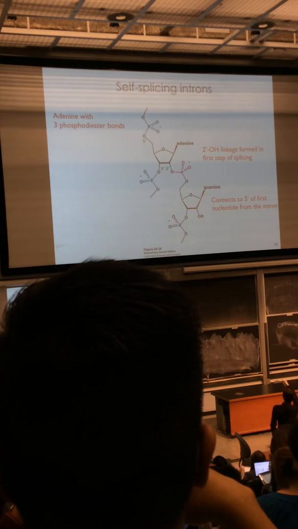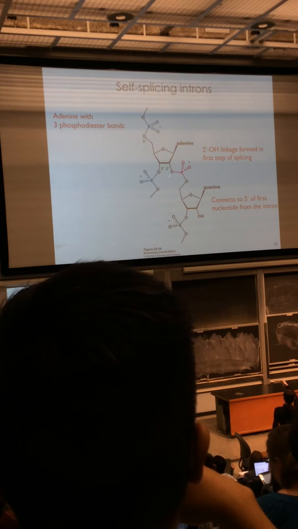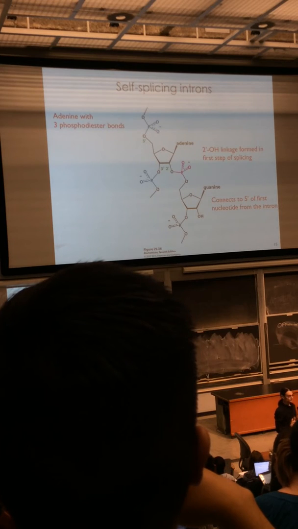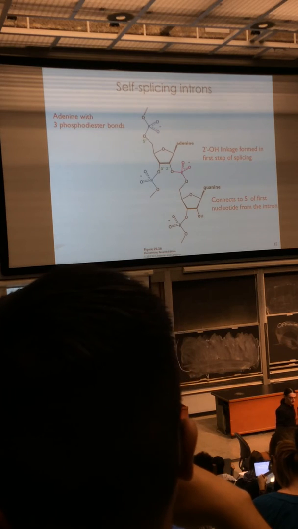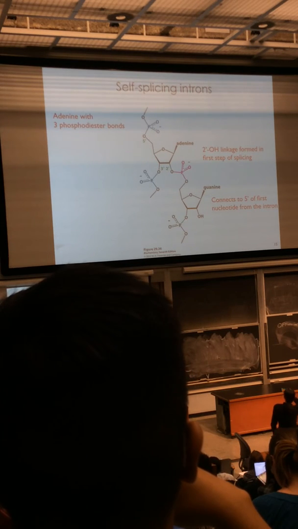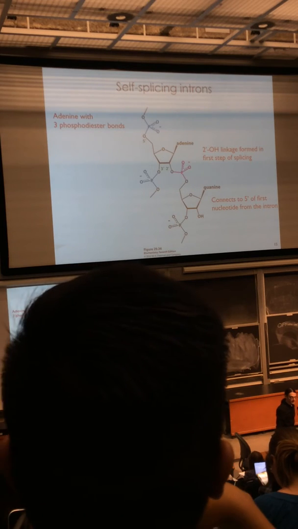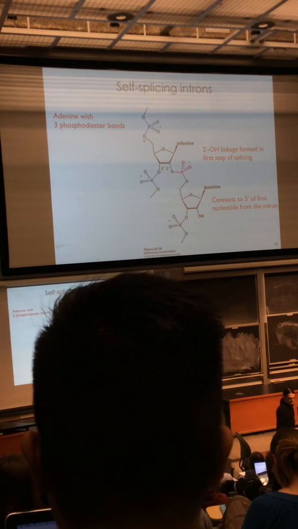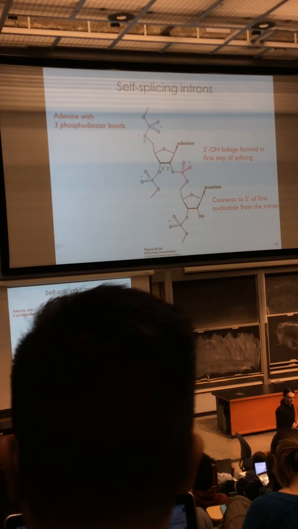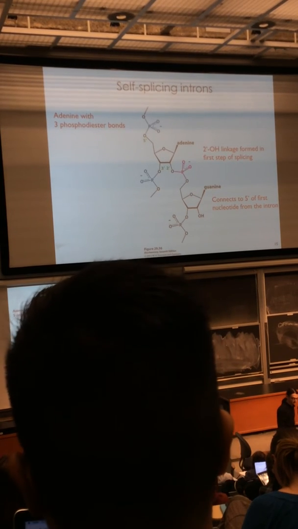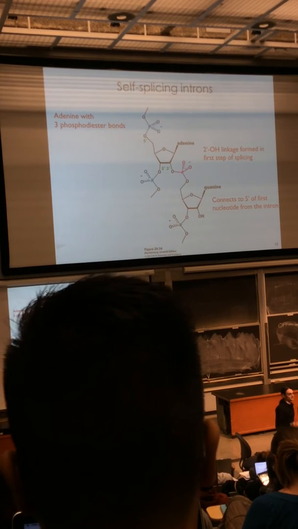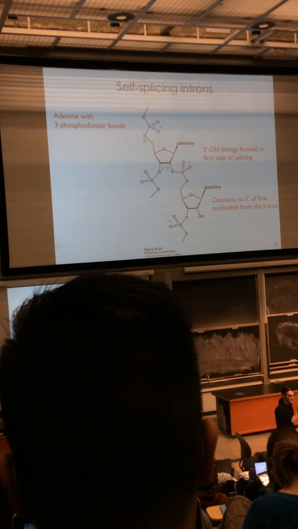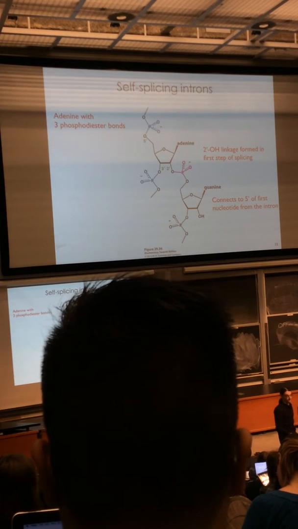So again, this is an adenine with 3 phosphodiester bonds, 1 connected to the 2' OH. And chemically speaking, there's no really strong reason why the 2' OH is not just as good as the 3' OH for making this connection. It certainly is unusual in RNAs, but from a purely chemical perspective, it's just fine. So these self-splicing introns catalyze their own excision out of the transcripts that they come from.